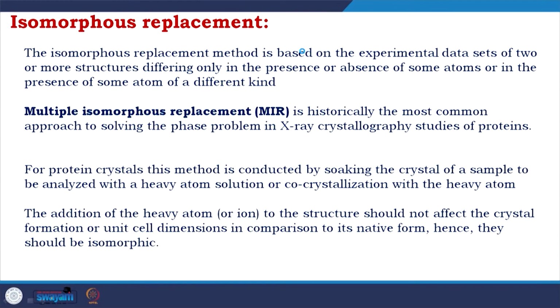The addition of the heavy atom or ion to the structure should not affect the crystal formation or unit cell dimension in comparison to its native form, hence they should be isomorphic. So, if they affect it, you cannot continue with this. How to know? Again, we will discuss in the next class.